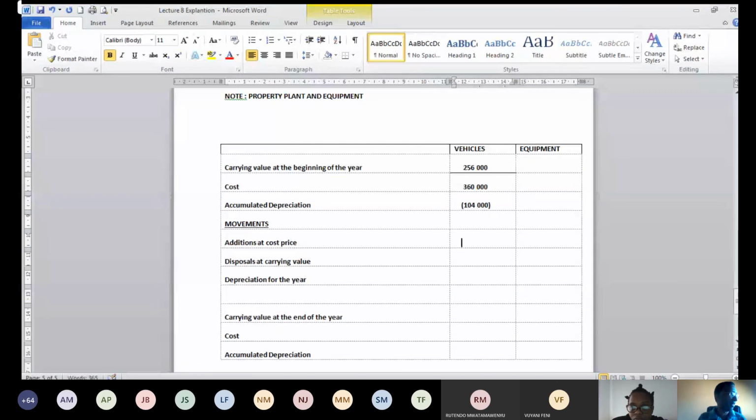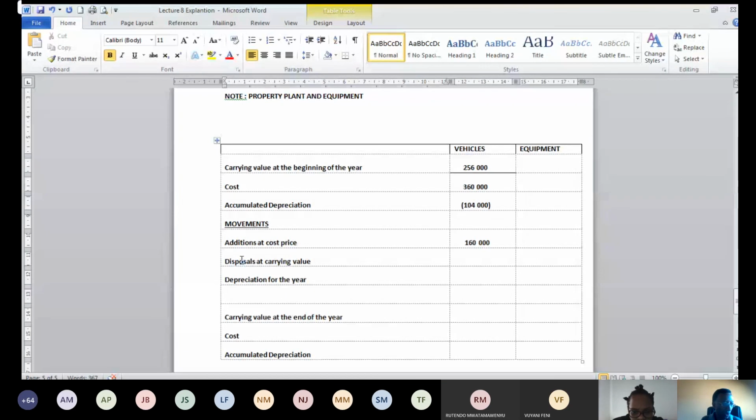And you will recall that on the 1st of July, we bought a new vehicle for 160,000 Rand. And that will fall under the category of additions. My additions, therefore, is 160,000 Rand. Next item, under my movements, we want to know, were there any disposals?